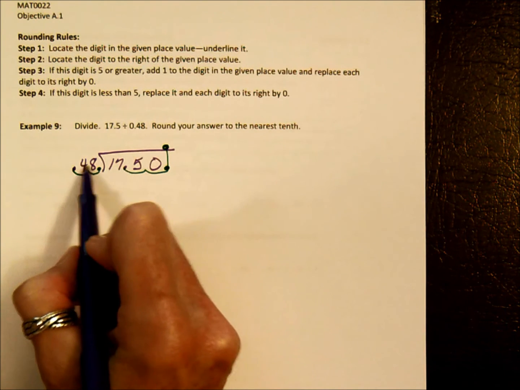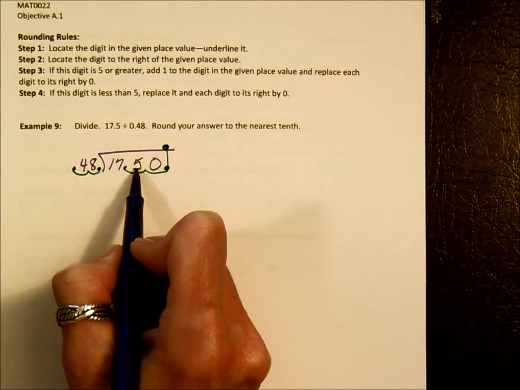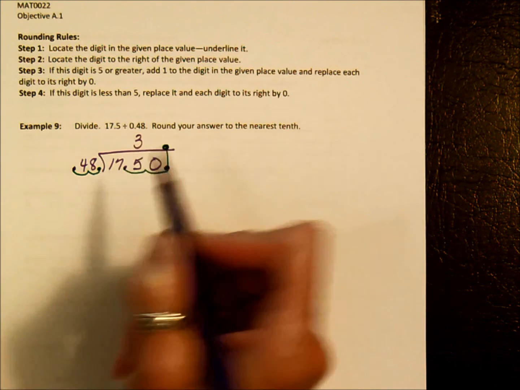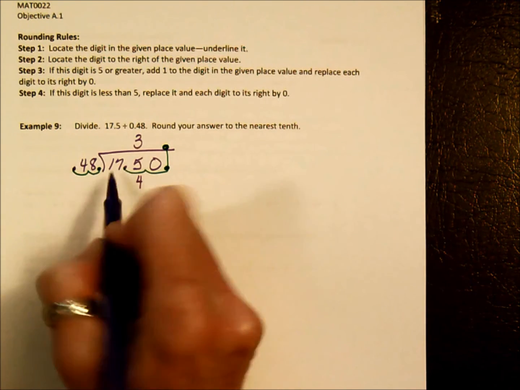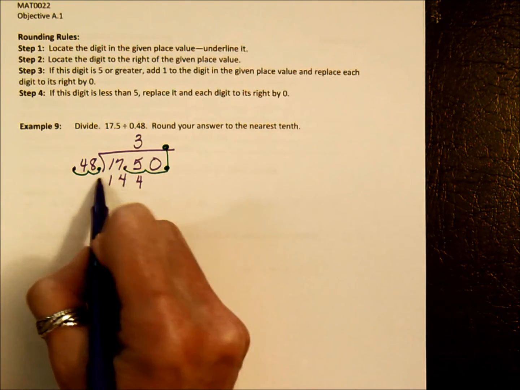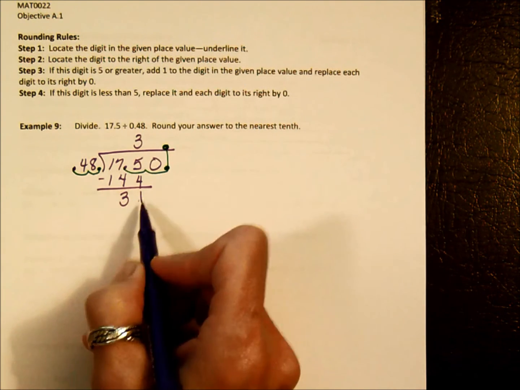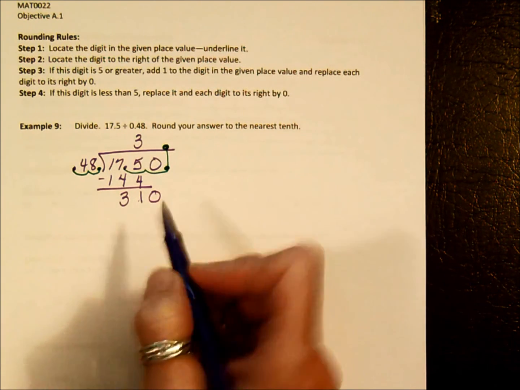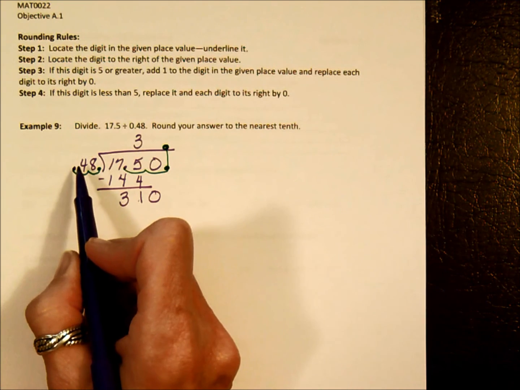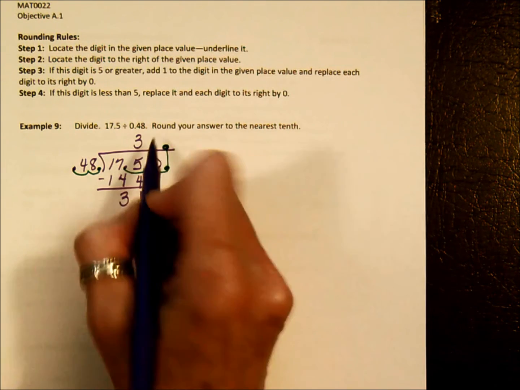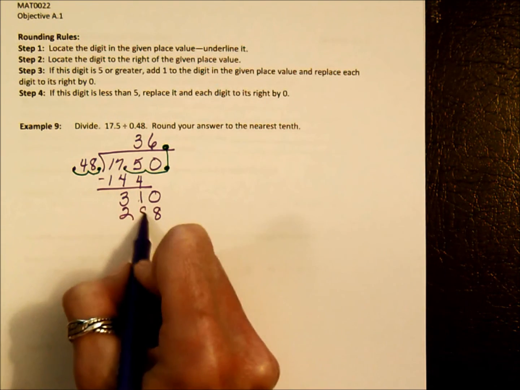So will 48 go into 17? No. So we move over to 175. It will go 3 times. Notice where the 3 went above the 5. 3 8s are 24. 3 4s are 12. 13, 14 because I had to carry 2. Subtract. 31 is smaller than 48, so we're good. Bring down my 0 and divide again. 48, which is about 50, close to 50, that's how I'm thinking of it, into about 300, goes 6 times. 6 8s are 48, 6 4s are 24, and 4 is 28.